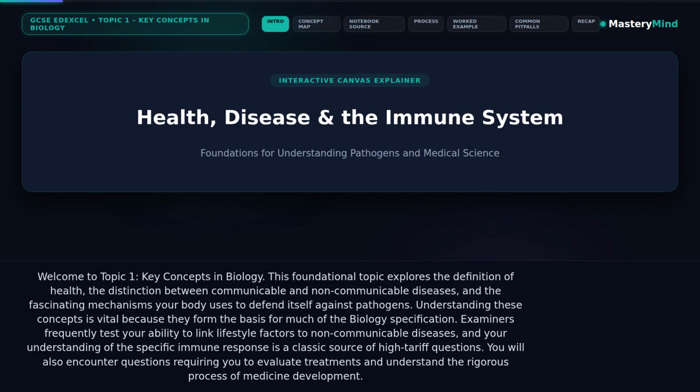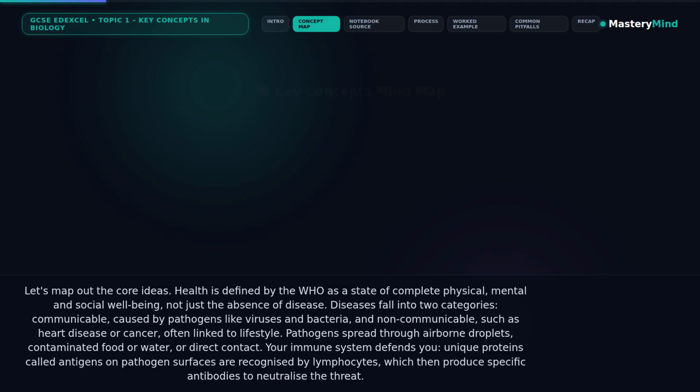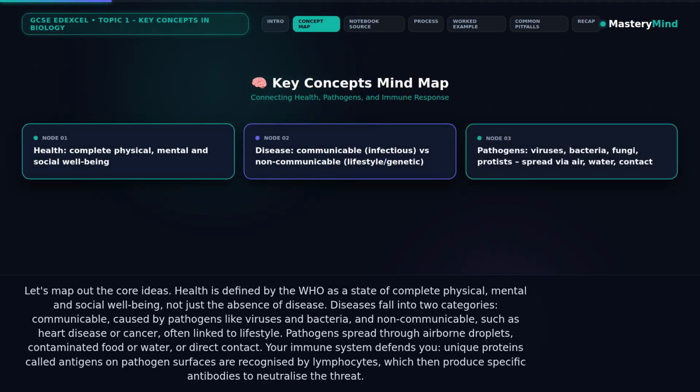Examiners frequently test your ability to link lifestyle factors to non-communicable diseases, and your understanding of the specific immune response is a classic source of high-tariff questions. You will also encounter questions requiring you to evaluate treatments and understand the rigorous process of medicine development. Let's map out the core ideas.